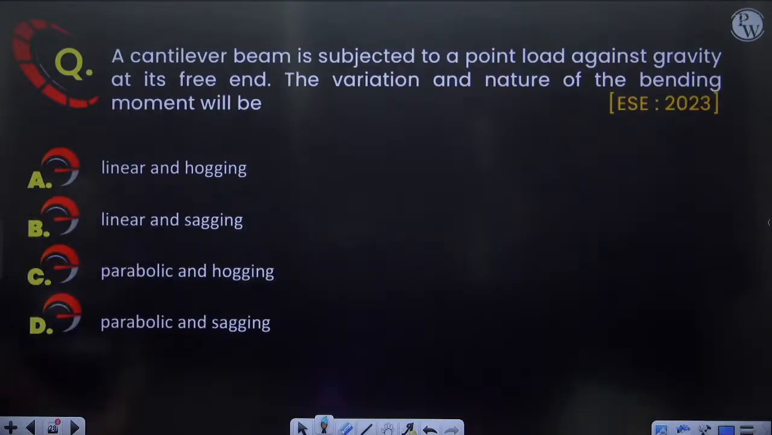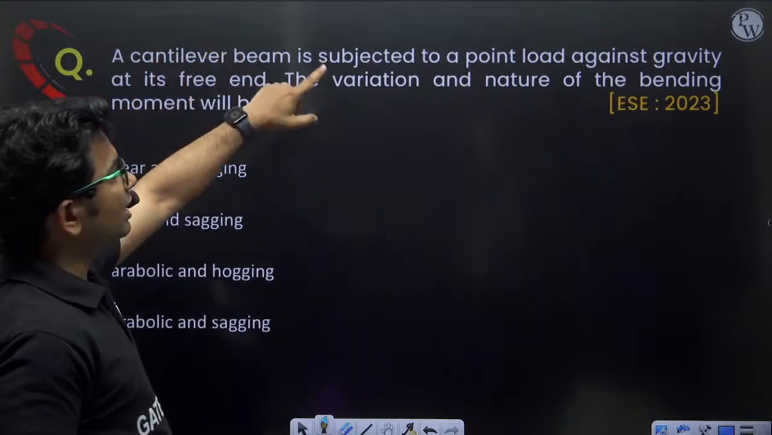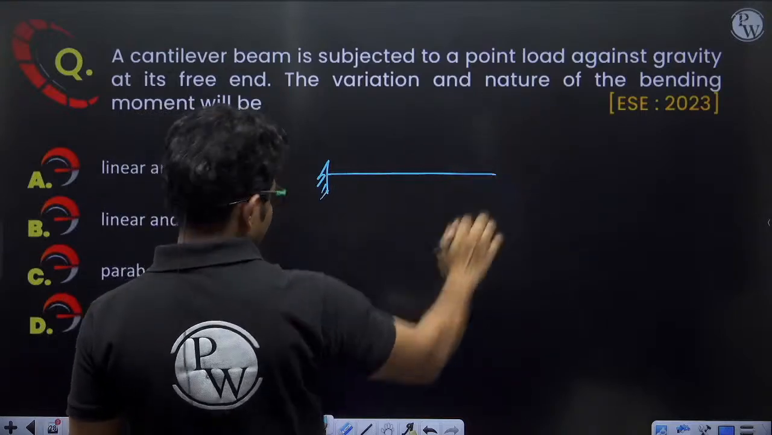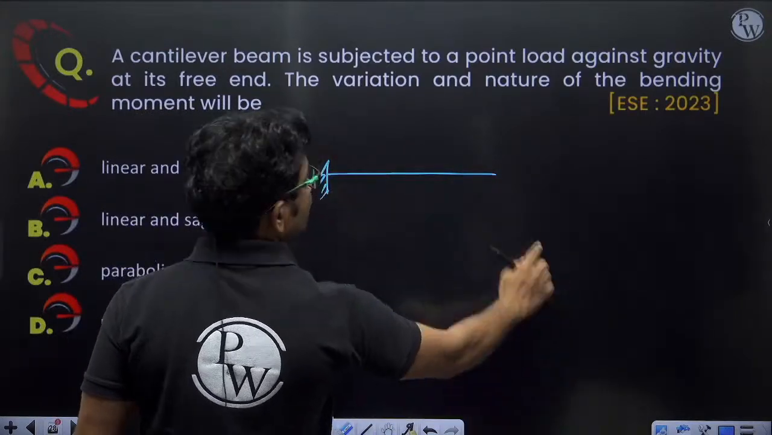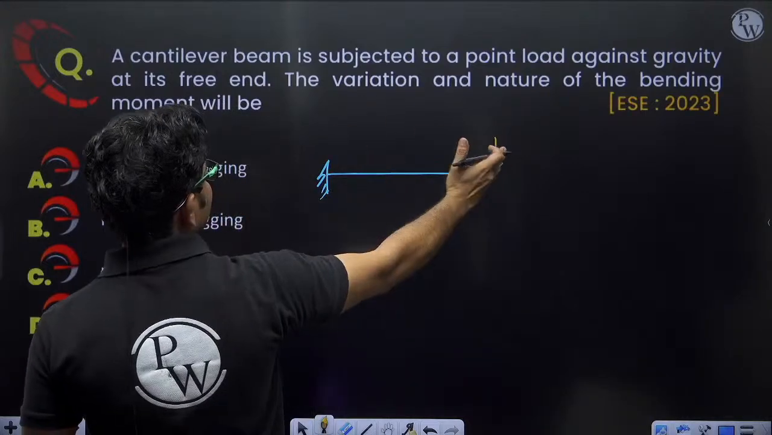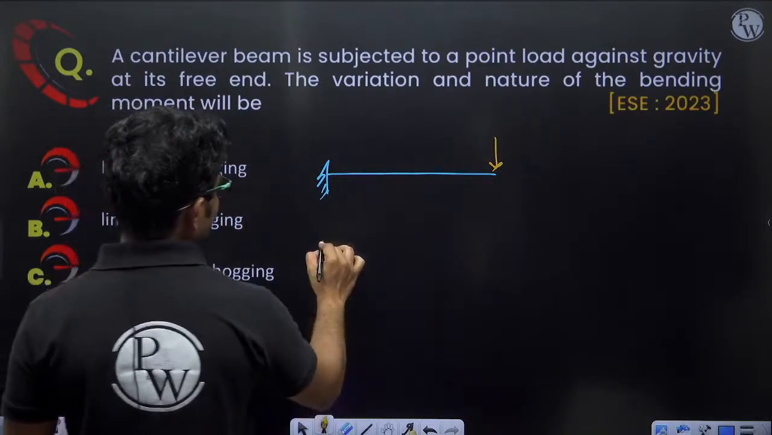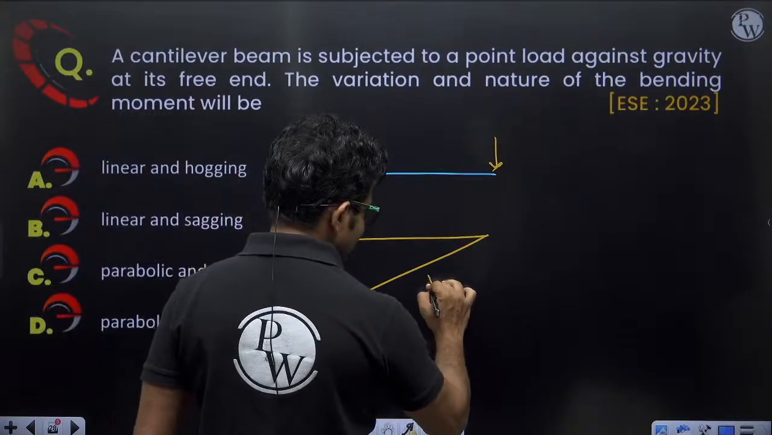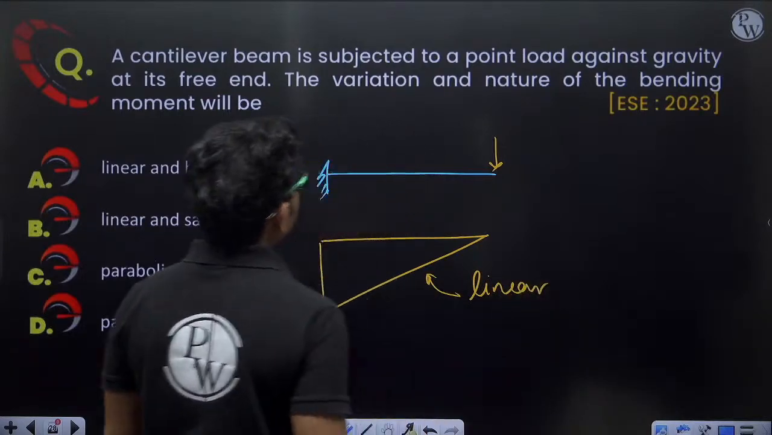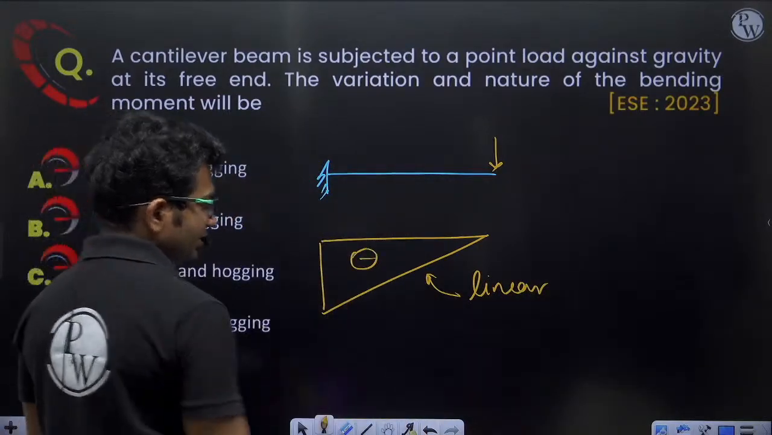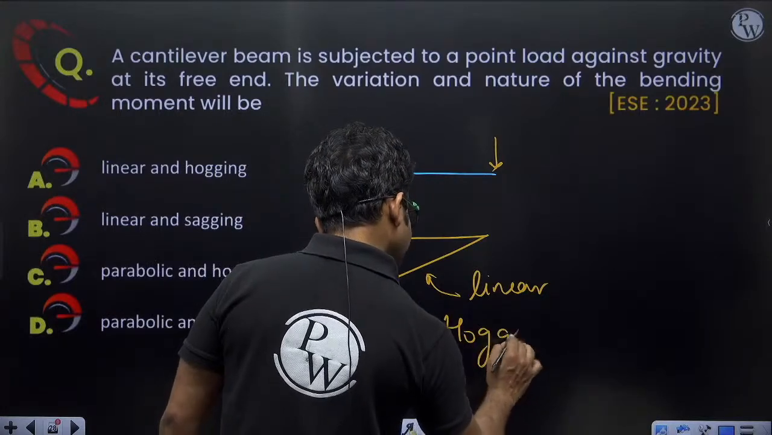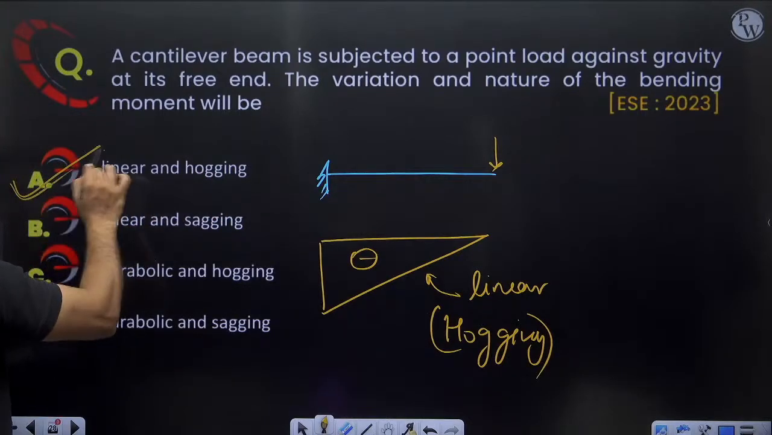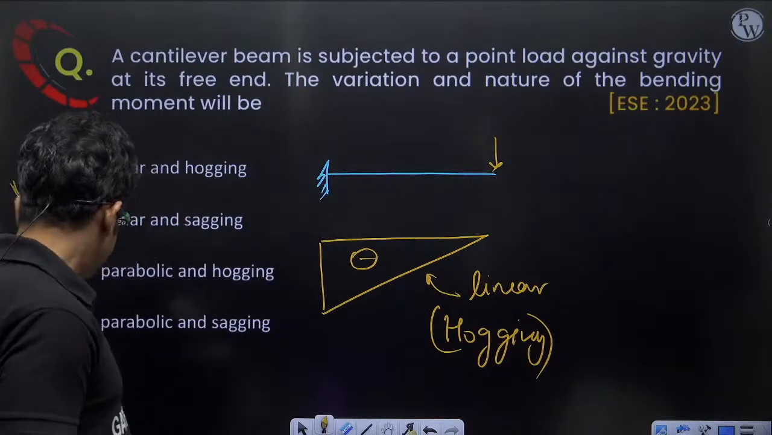Okay. Cantilever beam is subjected to point load against gravity at its free end. So this is the point load acting at the free end. Variation and nature of bending moment will be. Bending moment diagram will be like this. Variation is linear and nature is negative. So this will be hogging. Okay, so linear and hogging. Correct answer will be option A, linear and hogging. So very easy question, ESE 2023.